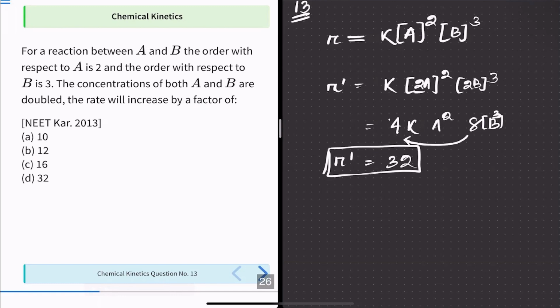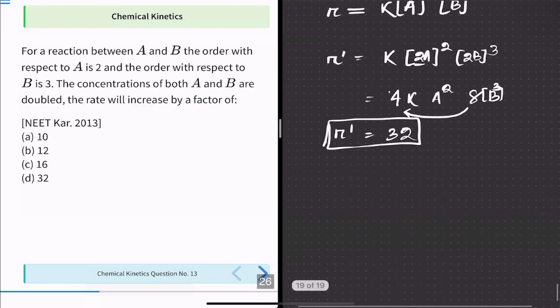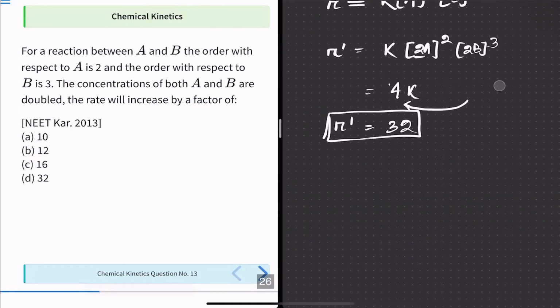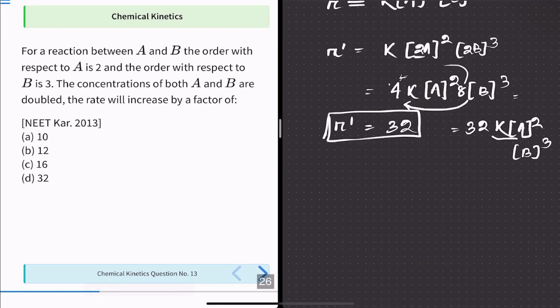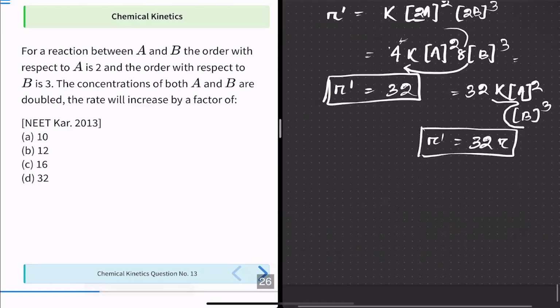So let's go to the next question. I'm writing this clearly again. 4K, that is A square, 8P cube. And 8 into 4 equal to 32. A to B cube. This K, A to the power 2 and B to the power cube is R, 32 R. So the R dash would be 32 times of the initial rate.